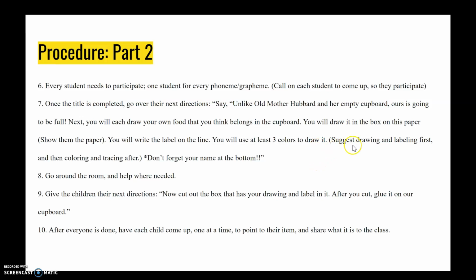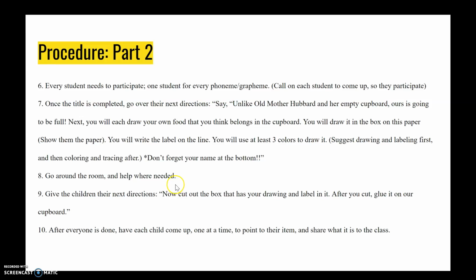And then of course suggest drawing and labeling with pencil first, and then coloring and tracing after. And then don't forget their name on the bottom. Go over all the basics. Then go around the room once they're started back at their seats, and help where needed.